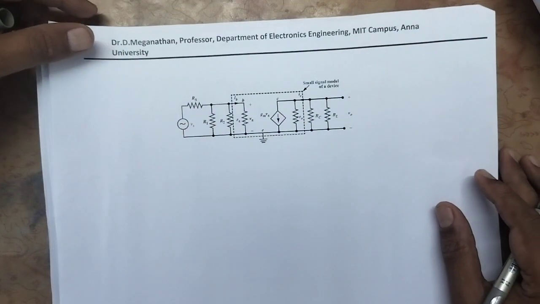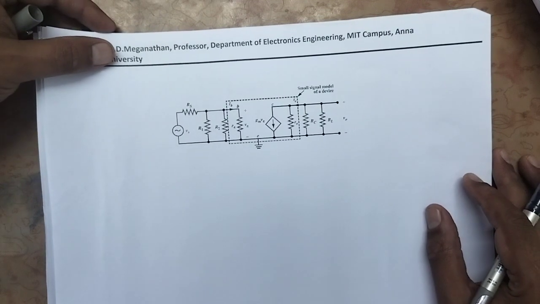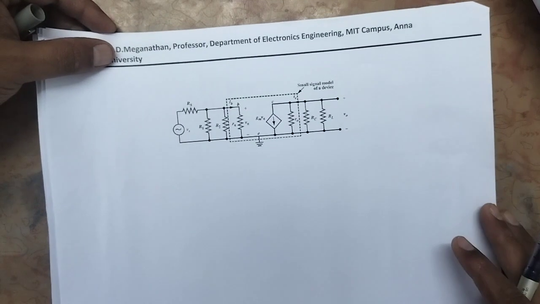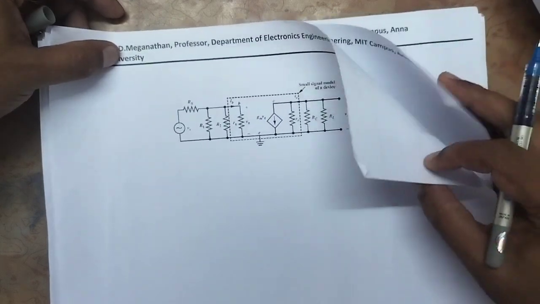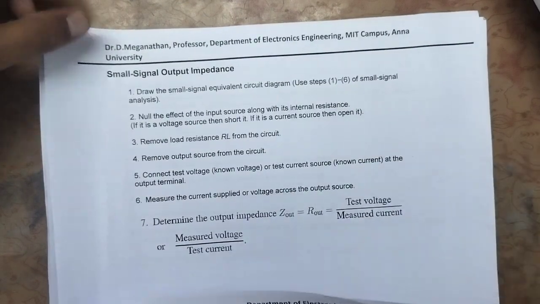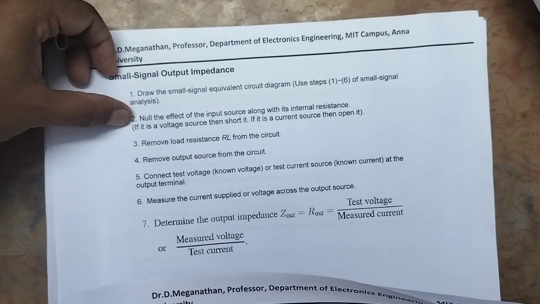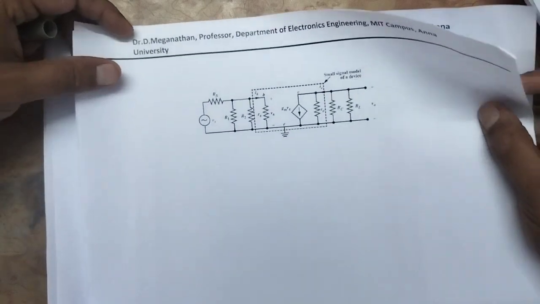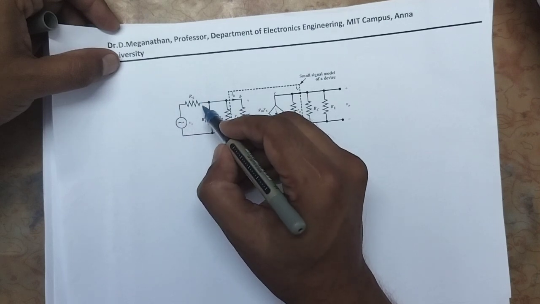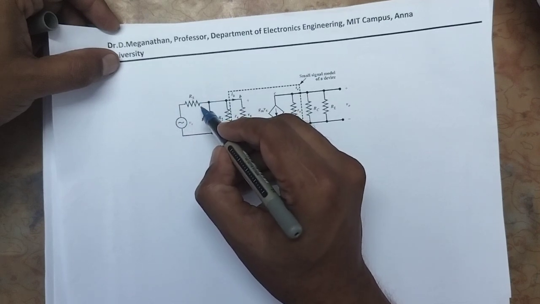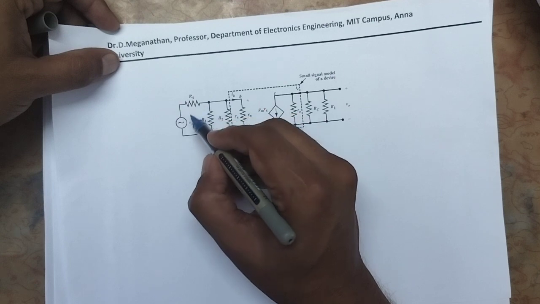By following the midband gain analysis or small signal analysis, we have drawn the small signal equivalent circuit diagram. Now let us apply the procedure. Step number 2 is null the effect of input source along its internal resistance. This is the input source along its internal resistance. We have to nullify it. How can we nullify this input source along its internal resistance?